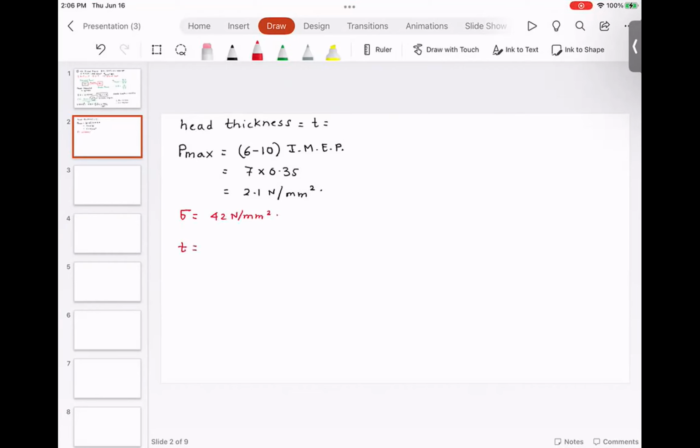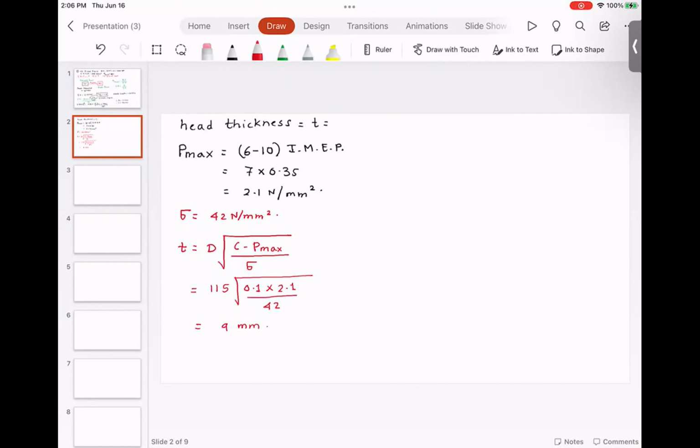And the thickness, if you look at the equation that I gave you in last class, is C times d times square root of P max divided by sigma. So 115, 0.1, 2.1, 42. So the thickness is 9 millimeter.